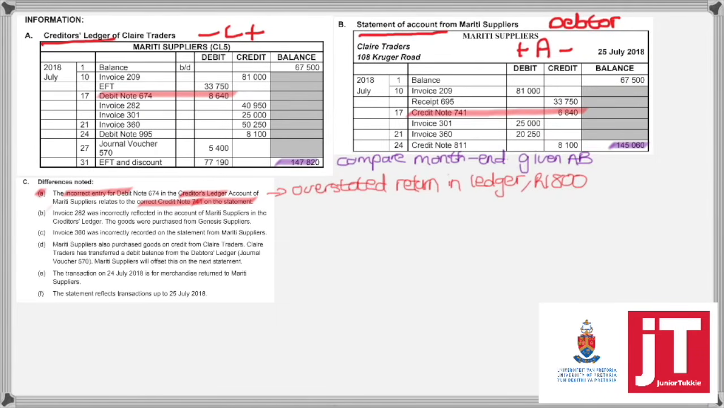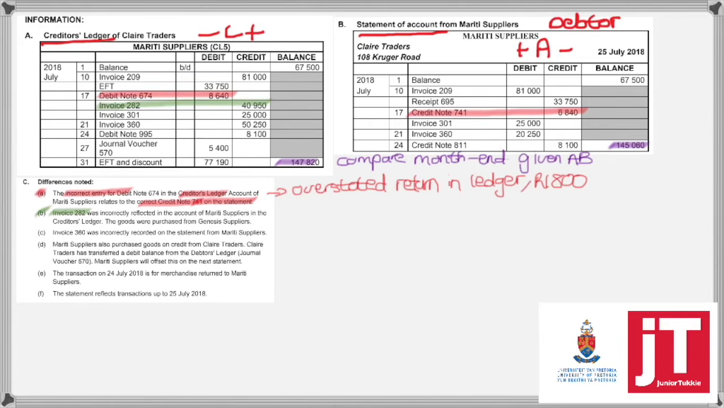So looking now at transaction number B, invoice 282 was incorrectly reflected in the account of Mariti suppliers in the creditors ledger. The goods were purchased from Genesis supplier. So in our creditors ledger, invoice 282 is indicated that we've bought from Mariti suppliers for 40,950. Nowhere on the statement received from Mariti is an invoice 282. This is why, because we never bought from them. We actually bought from another supplier, so we made a mistake.